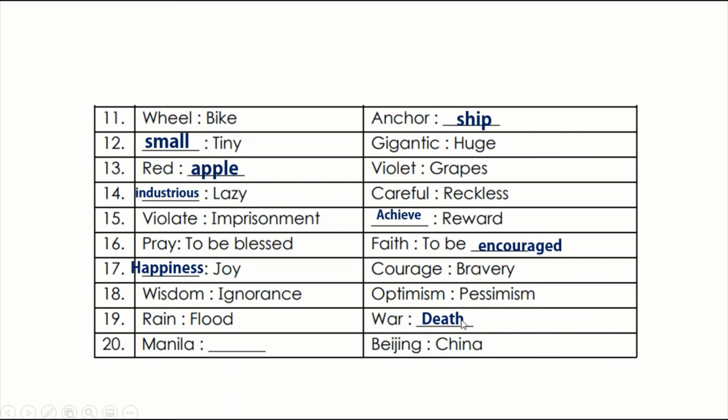19, war is to death. Rain causes flood, while war causes death. Number 20, Manila, Philippines. Manila is the capital of the Philippines, while Beijing is the capital of China.